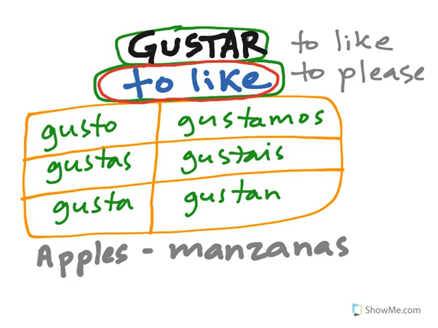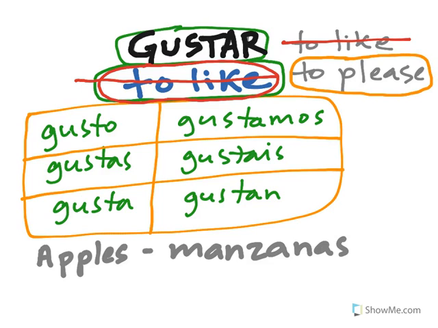So the secret is that in Spanish there is no verb to like, and the verb gustar should be translated as to please. Note that when you translate it as to please, the meaning is the same, but the relationship between the subject and the object is different.